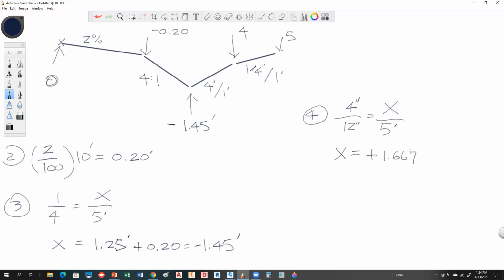Now this is a positive because I'm going uphill. See, this was technically a negative, right? Going downhill. And I added to this really, I guess I could change that because that's a negative actually. You see what I'm saying? Okay, so we're going to take this 1.67 positive, and we're going to add to it a negative 1.45 because we know we're already down that amount, right?